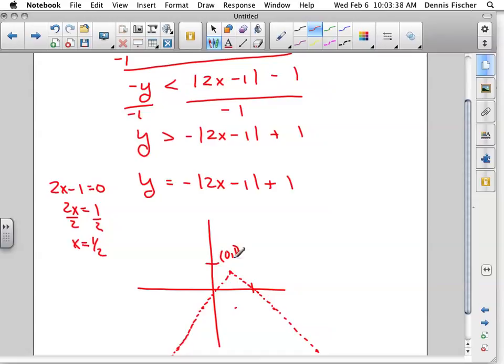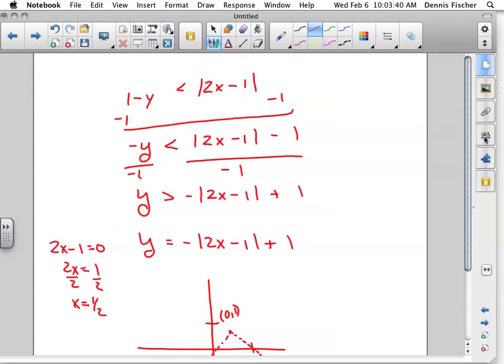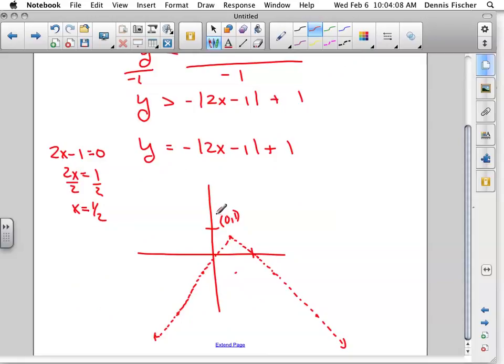So I'm going to go up here to my original equation and plug in the point 0, 1. 0 is x, y is 1, so 1 minus 1 is 0. 0 is less than, x is 0, right? 2 times 0 is? Minus 1 is? Negative 1, absolute value is? 1. Is 0 less than 1? Yes. So I go back and say wherever that point is, that was a true point, so I'm going to shade wherever that point is.